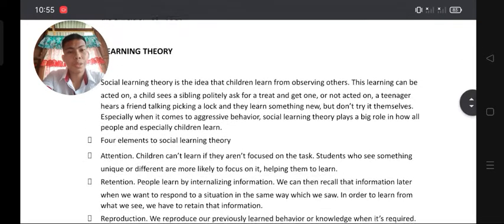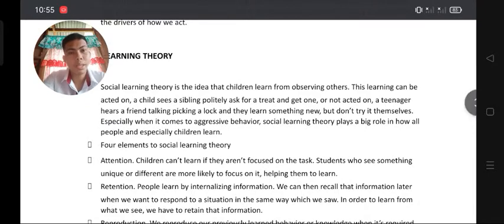Social learning theory. Social learning theory is the idea that children learn from observing others. This learning can be acted on. A child sees a sibling politely ask for a treat and get one, or not acted on. A teenager hears a friend talking about picking a lock, and they learn something new, but don't try it themselves, especially when it comes to aggressive behavior. Social learning theory plays a big role in how all people, and especially children, learn.